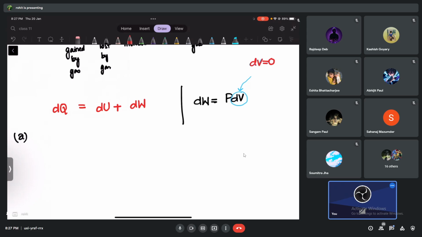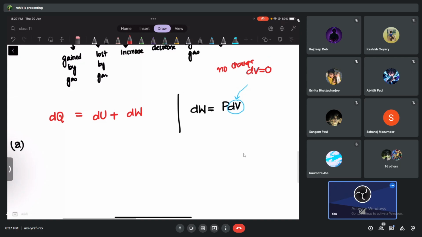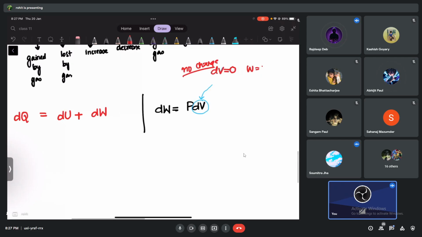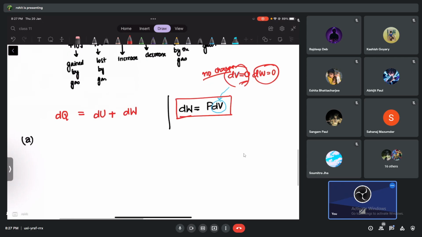So dV will be equal to 0. This means no change of volume, which means no expansion, no compression. So what is the work done? Automatically 0. Work done will be 0. Small amount of work done, or whatever amount of work done, will be 0 if there's no change of volume. So just be clear with that and keep it in mind. Now I think we can proceed.